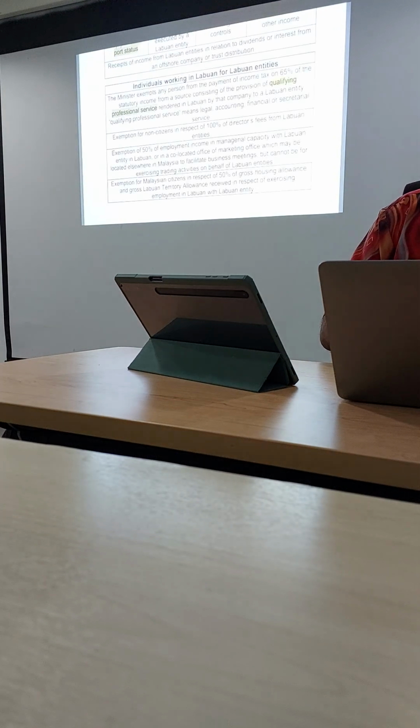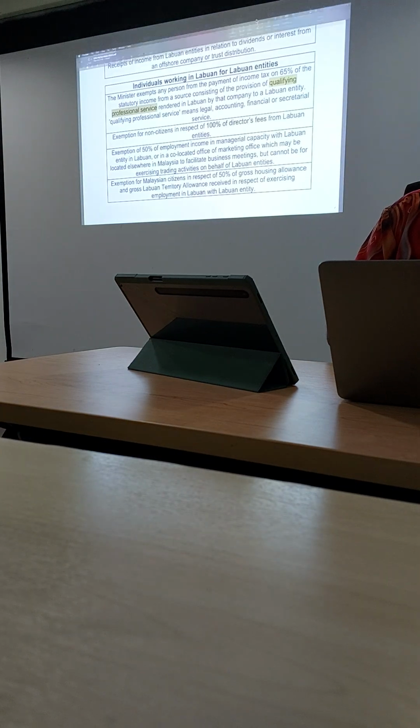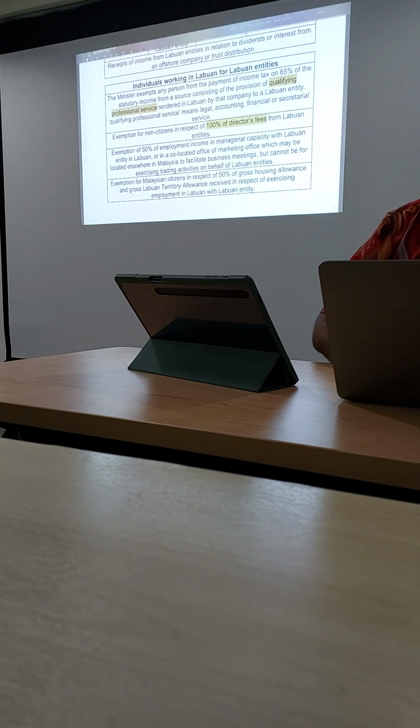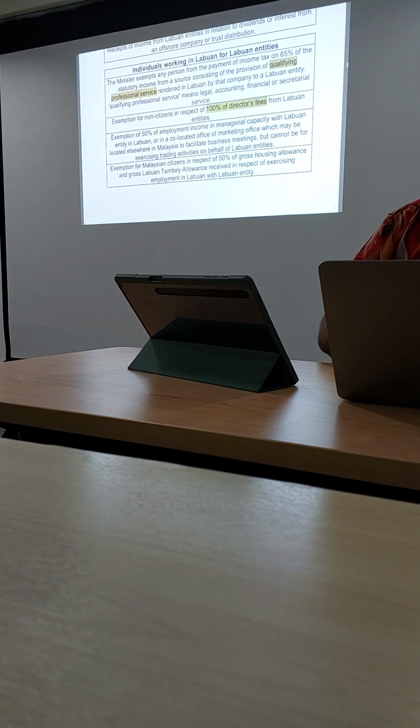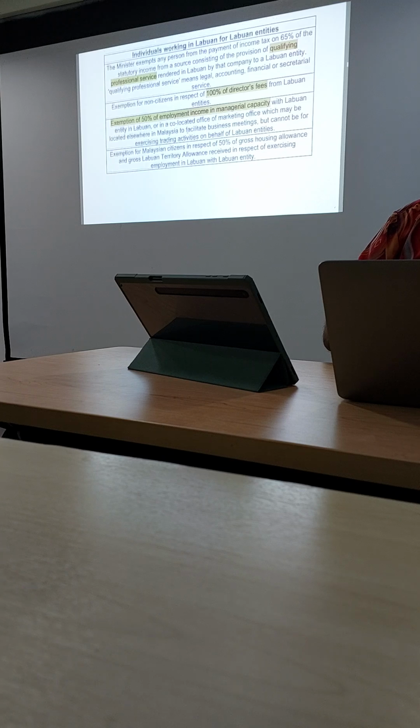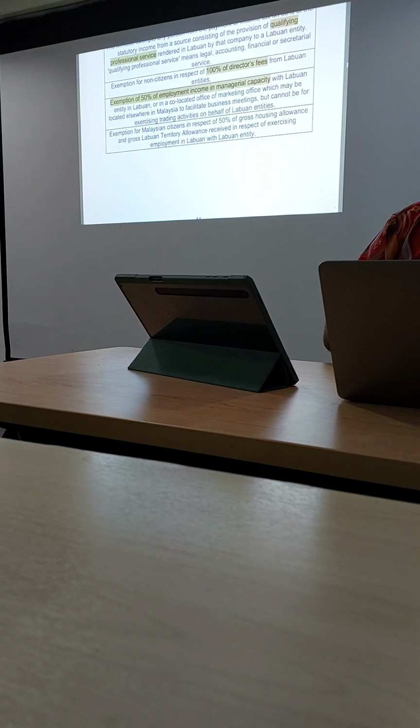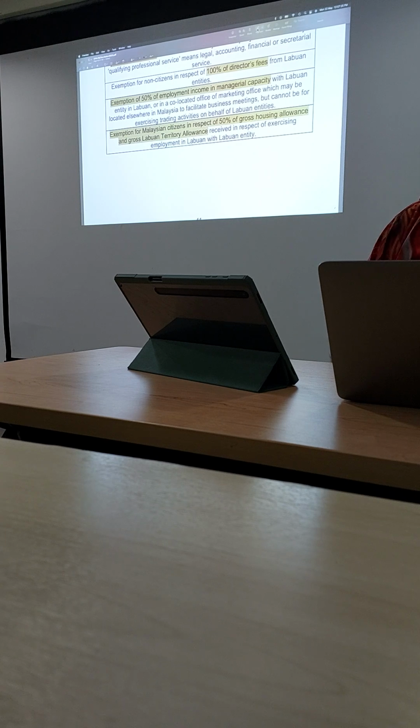So there is exemption of 100% of director fees for non-citizens. If you have foreign directors, non-citizens sitting there, whatever you pay them is exempt. They don't get taxed on it. They are tax-free. There is exemption of 50% of employment income for managerial capacity. If you are in a manager capacity in a Labuan entity, you do get 50% exemption of income, which is a good thing. And the last one, the lowest, is 50% of gross housing allowance. If you get a housing allowance and have to stay in Labuan, you should be able to get an exemption of 50%.